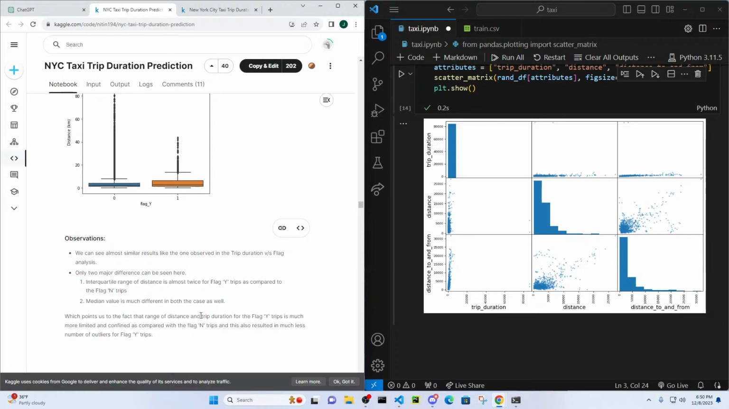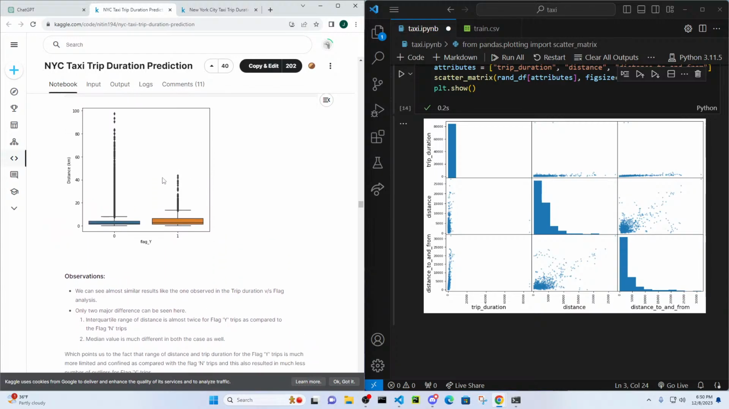Median value is much different in both the cases as well, which points us to the fact that the range of distance and trip duration for the flag Y trips is much more limited and confined as compared with the flag N trips, and this also resulted in much fewer outliers for flag Y trips. Yeah, that's clear. Many more outliers here.